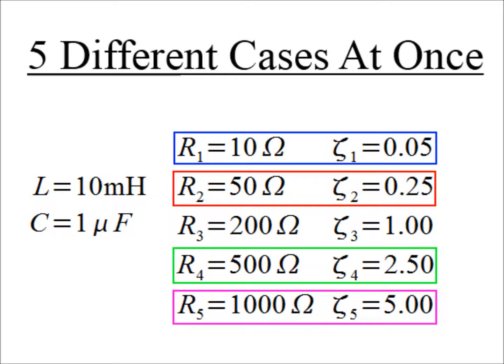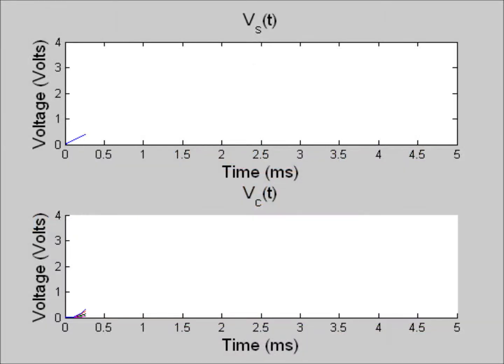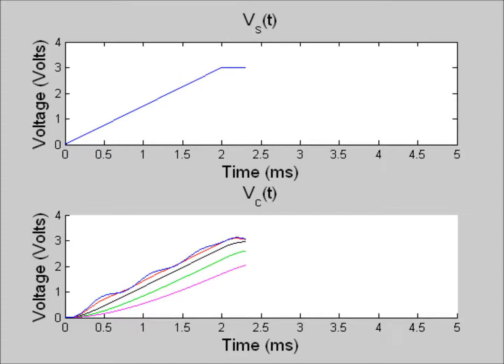And just as before, let's take a look at the 5 different damping coefficients going on at the same time so we can compare them to one another. As we see, we've got the same colors representing the same damping coefficients. Blue and red are still underdamped, green and magenta are still overdamped, and black is still critically damped. So we're getting the same results from what we expected and what we saw previously, with the underdamped oscillating, the overdamped taking a while to get up there, but we note that they're all converging to that 3 volts.